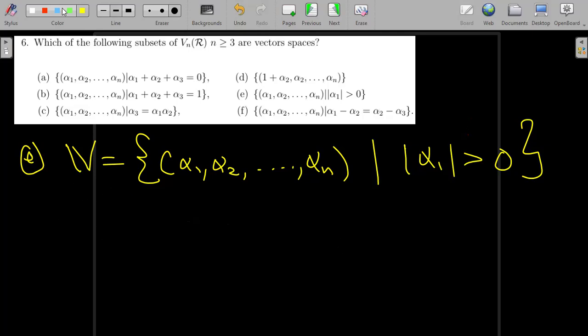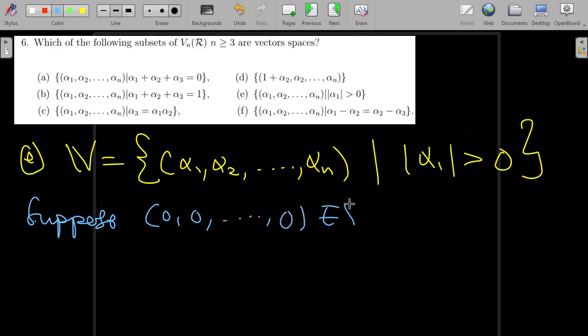The first thing is always to check if the zero vector is there. So we're going to say suppose (0, 0, ..., 0) is a member of this vector field. Then that would mean what? That would mean that alpha 1 is equal to alpha 2, which will be equal to ..., alpha n, which is equal to 0. So all the alphas will be equal to 0 if this is a member of this space.